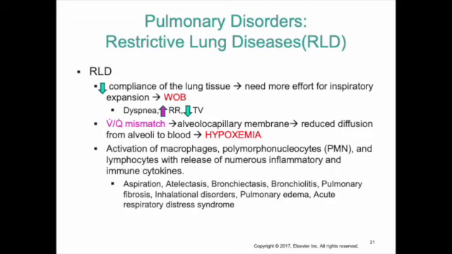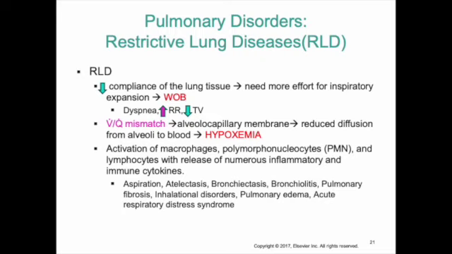This happens in some of the most common restrictive lung diseases, which in adults are aspiration, atelectasis, bronchiectasis, bronchiolitis. We see it in pulmonary fibrosis. We see it in diseases of inhalation. We might see it in pulmonary edema and in situations of ARDS, which is acute respiratory distress syndrome. These diseases are characterized by the macrophages, the PMNs, the lymphocytes, cytokines, just like you see here.